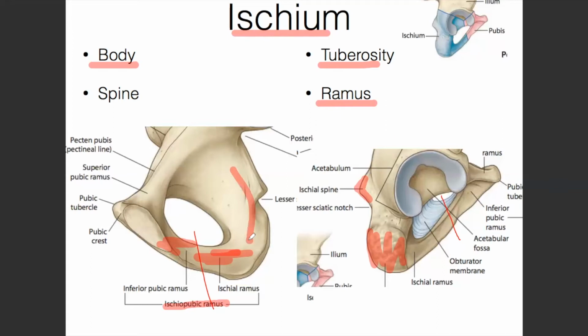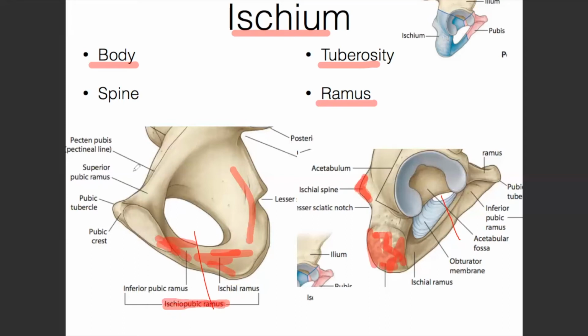Okay, so I'll repeat again. There's the body, which is just the main bulk of it. There's the tuberosity and spine, which are found at the back. This is the tuberosity, and this is the spine. Then we have the ramus, which is an extension that is connected to the pubis. So it's called an ischial ramus. This part is called an inferior pubic ramus, and together we can call them the ischiopubic ramus.